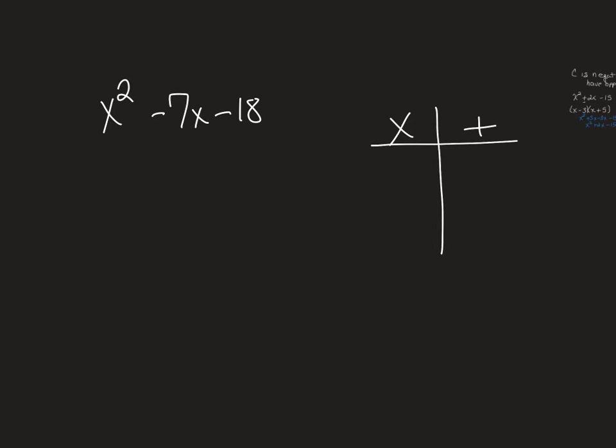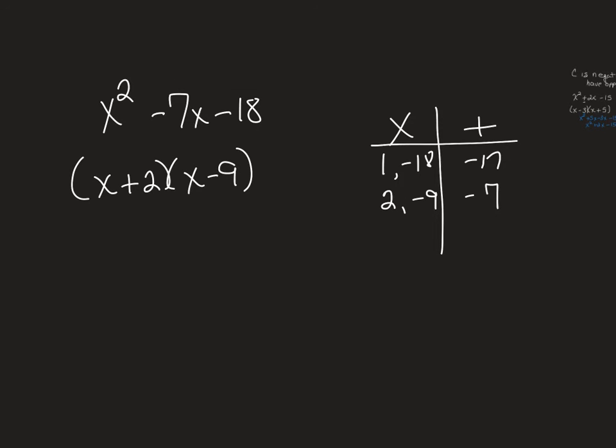So if we think of factors of negative 18, we could try 1 and negative 18. Well, that gives me negative 17. I could try 2 and negative 9. And when I add those, I get negative 7. So we have x plus 2 times x minus 9, and we have factored. We could go ahead and look at 3 and negative 6, but we've already found out what we need, so we don't have to go any further.